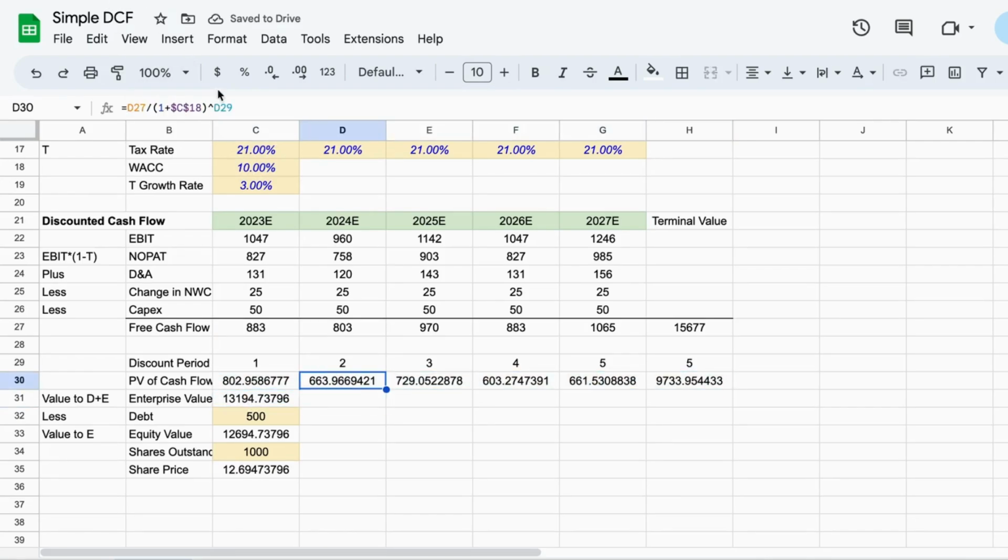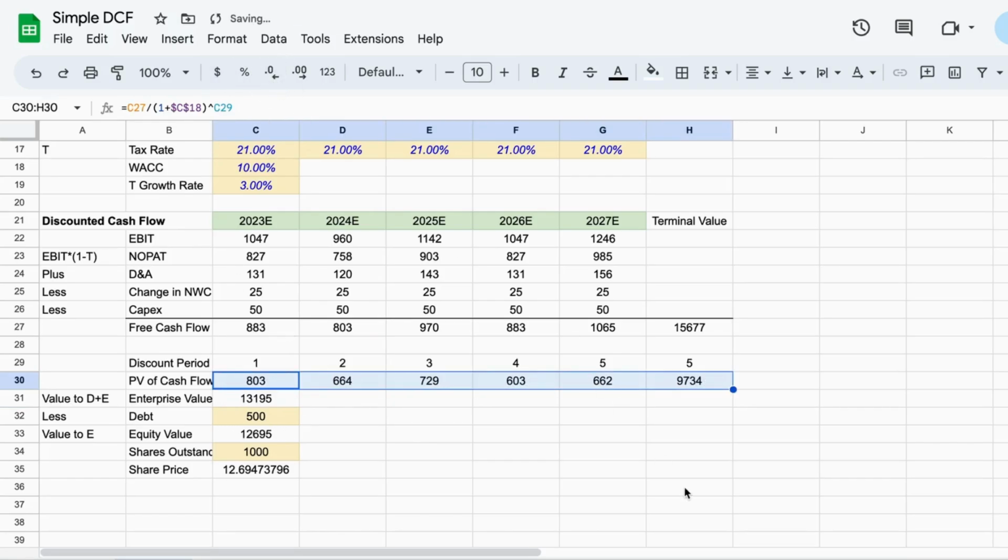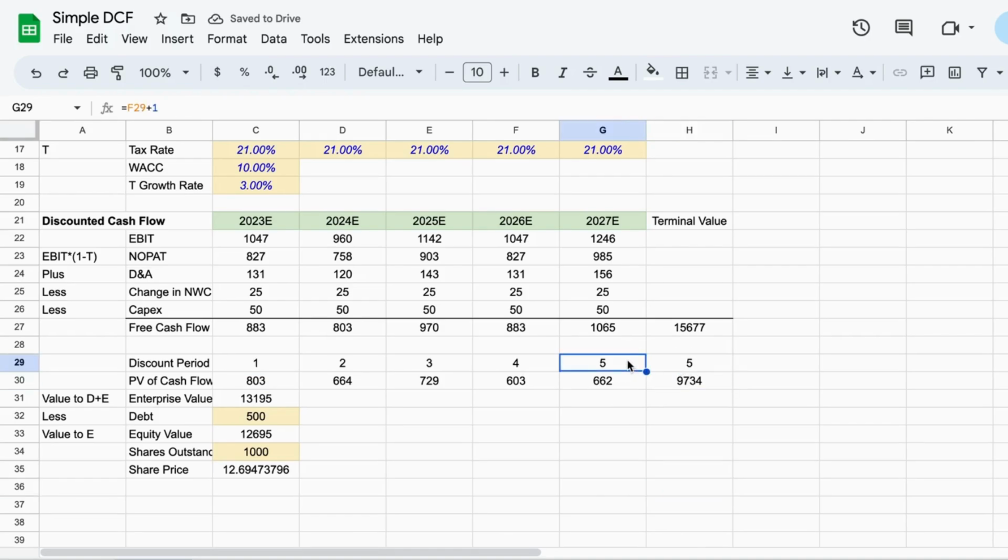Okay, should be good. Let me double check this. Boom, boom, boom. Yep. Let's clean this up. And notice how this discount period is the same as this. It's just the way that the terminal value works. You would discount it at the same discount period as the very last year of the forecast you do.